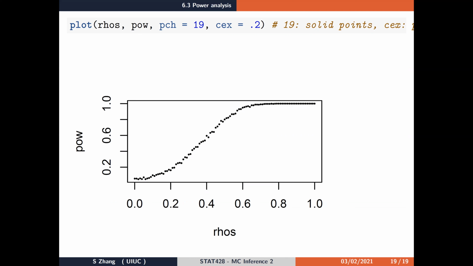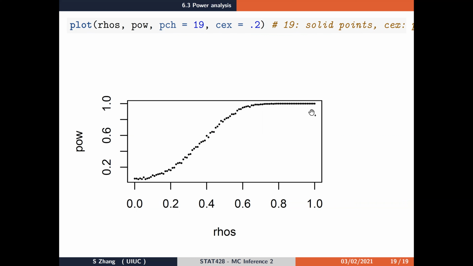I'm setting some graphical parameters here in my code. So pch of 19 means that I want to plot the dots as solid dots. And then cex equals 2 is for adjusting the size of each of these dots. If you don't do this, the dots are going to be really large. And if you don't change pch to 19, by default, the points are going to be little circles on the plot, which doesn't look so much like a curve.